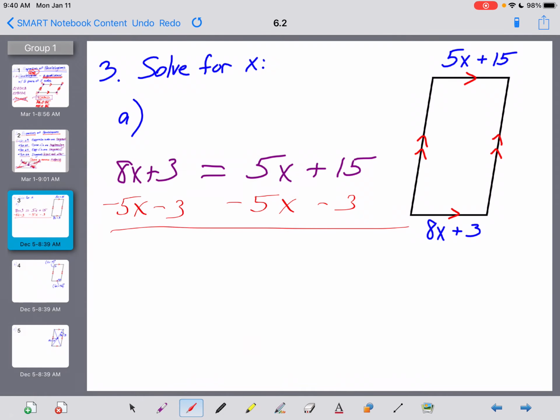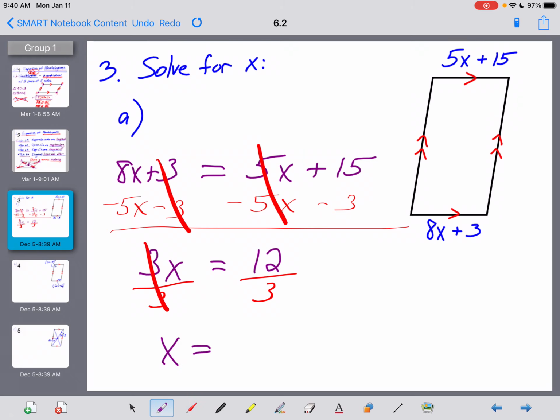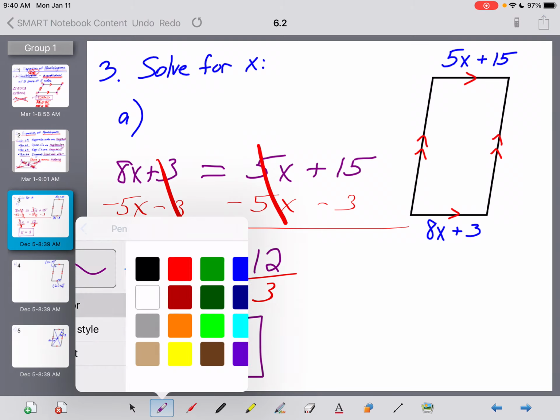We'll do that. Okay, so where are we now, guys? Let's see. Those 3's cancel. Those 5x's cancel. 8x minus 5x leaves us with a 3x. 15 minus 3 is a 12. So now we'll just divide both sides here by 3, and we're going to end up with x is equal to 4.